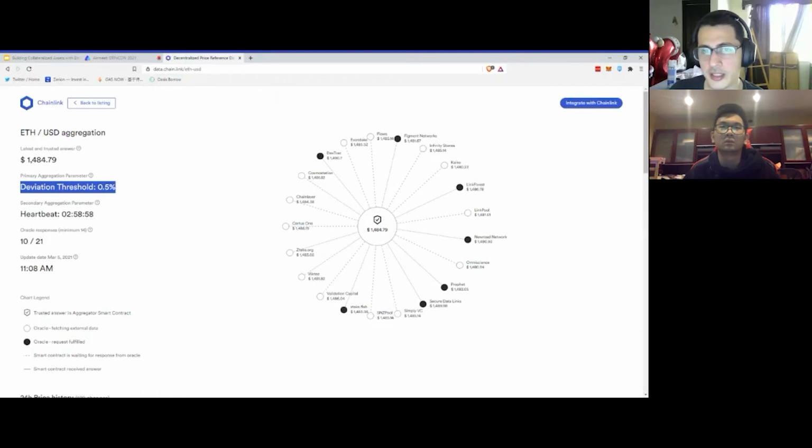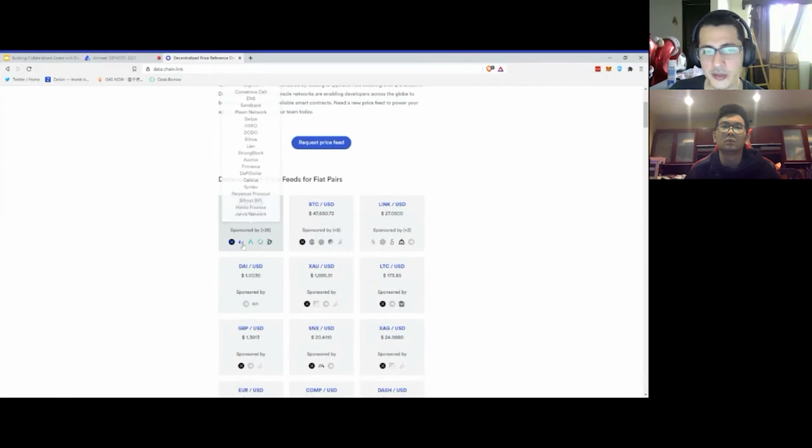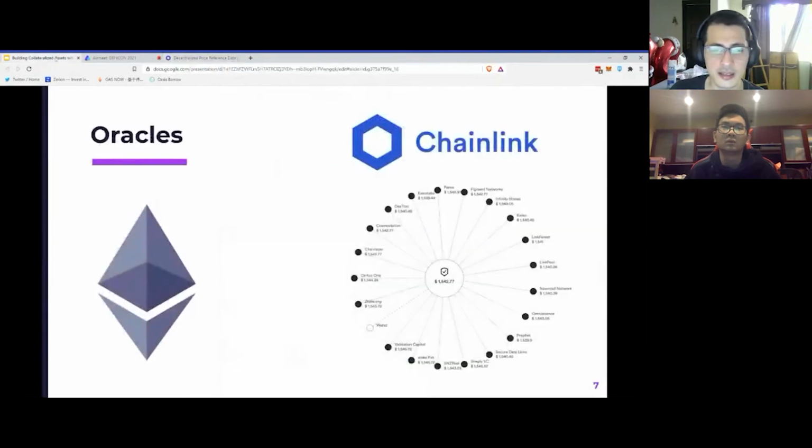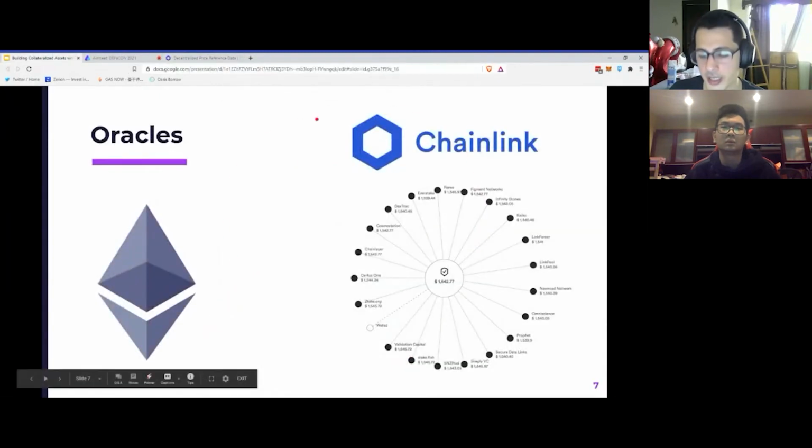So if all of these nodes register a movement of 0.5%, they are going to push an update, and this is going to be called on chain. This is extremely expensive. Imagine putting all of this data on chain with current gas prices. But what is amazing is that there are many projects using it. There are more than 25 sponsoring these feeds, sharing the cost of using the protocol.